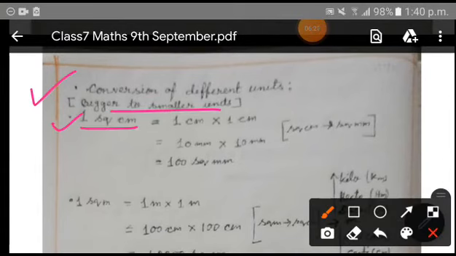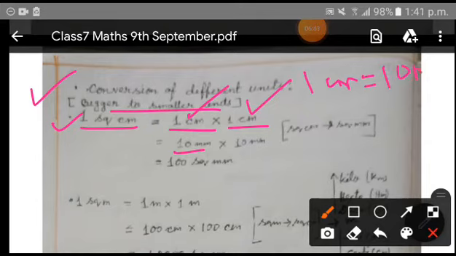1 centimeter square, or 1 square centimeter. Now 1 square centimeter means 1 centimeter into 1 centimeter. Square means you are multiplying twice. Now also you know that 1 centimeter equals 10 millimeter. Remember the metric conversion table: it is just moving one step from left to right. That is why 1 centimeter equals 10 millimeter.